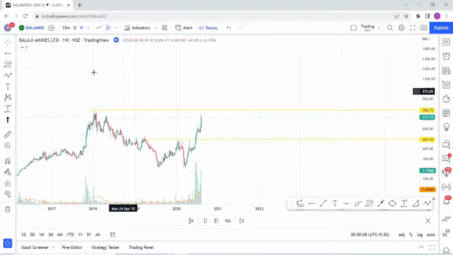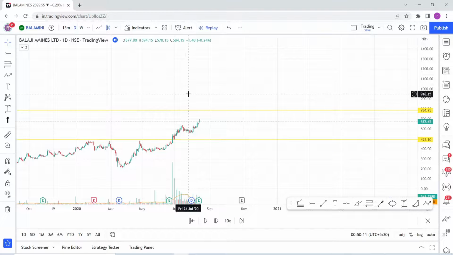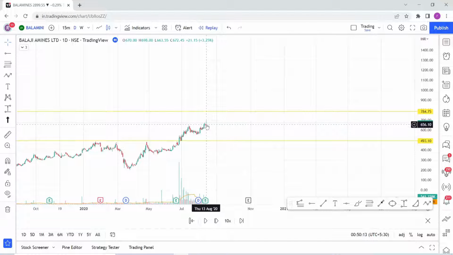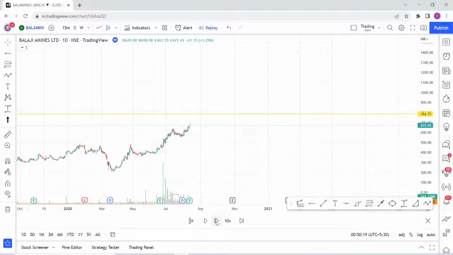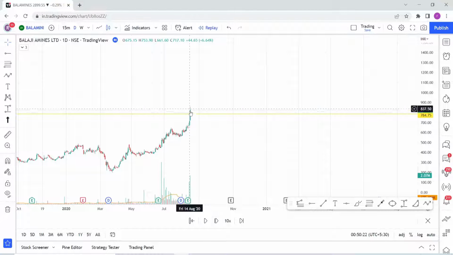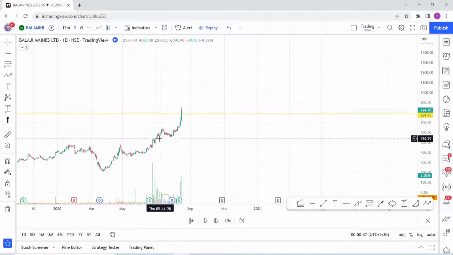Okay, so again I'm going to the daily time frame. I remove this. So this yellow line is the previous high. So let's proceed with the back test. If you see here, 17th August 2020 is the first time the price has gone up. The previous resistance was 788 or something. This was the first time the price has surpassed this value. So we can say here the trend has started, the trend has initiated.